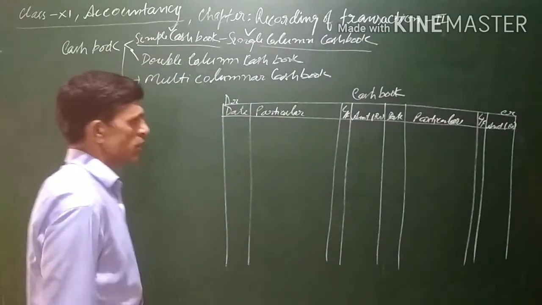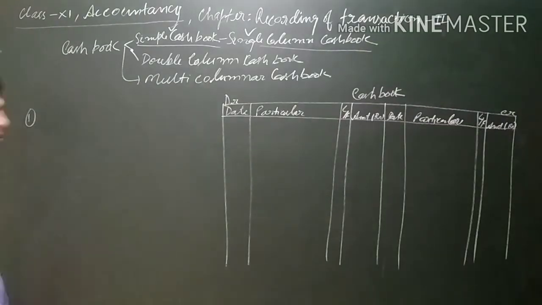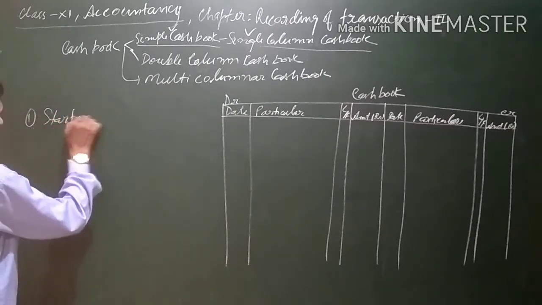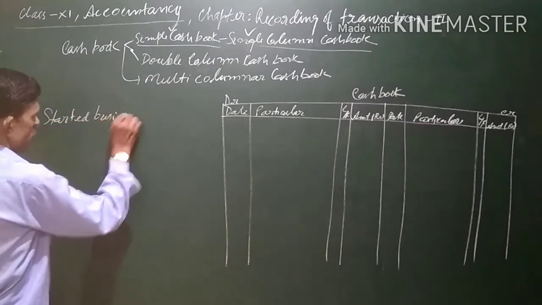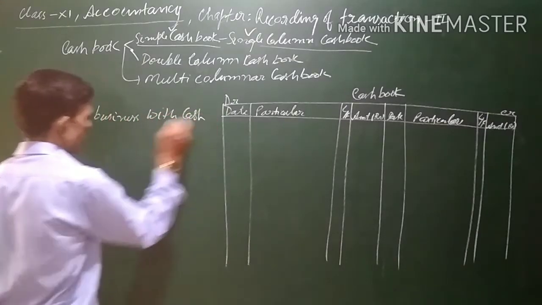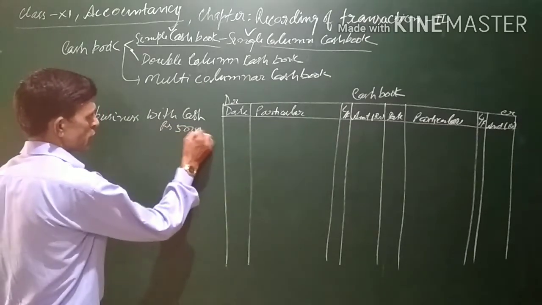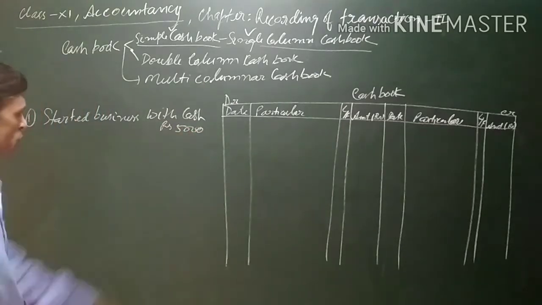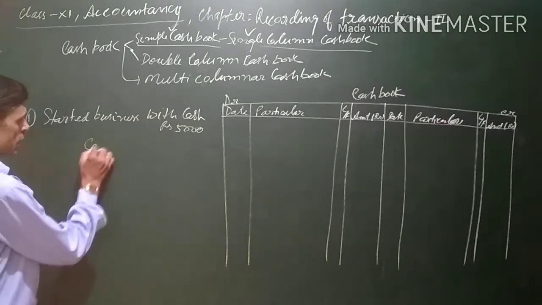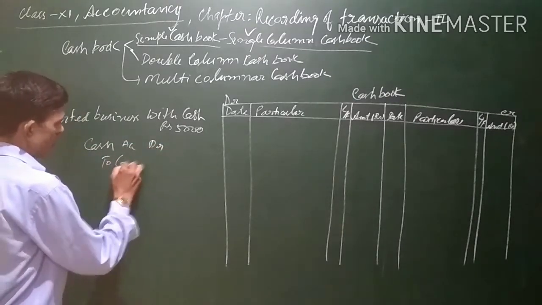Now let us see the transactions, how these are recorded. Let us see first few transactions. Started business with cash rupees 5,000. Let us assume started business with cash rupees 5,000. Now as we know, in this case the general entry will be what? Cash account debit to capital account.